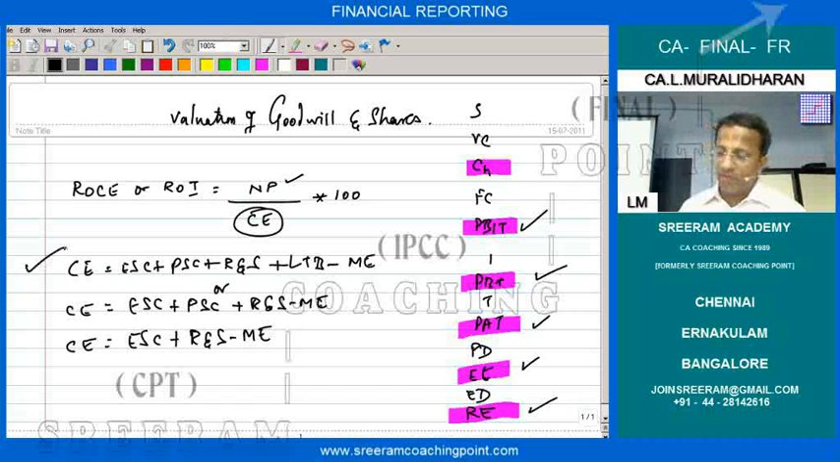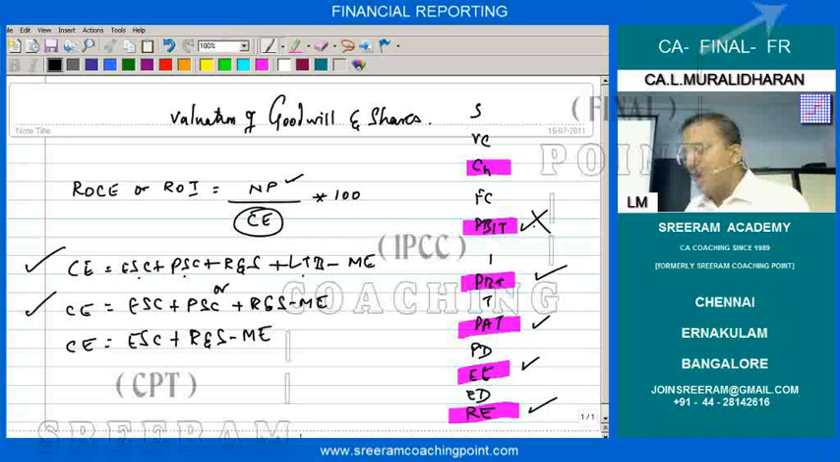Supposing capital employed equals equity share capital plus preference share capital plus reserves and surplus plus long-term borrowing minus miscellaneous expenditure, what should be the meaning for the net profit? Then the answer is PBIT. Reason is very simple. For equity share capital, what is the compensation you pay? Equity dividend. For preference share capital? Preference dividend. For long-term borrowing? Interest. So the term net profit should be before deducting equity dividend, preference dividend and interest. Therefore, it is profit before interest and taxation, because only at this stage you have compensation for all three stakeholders.